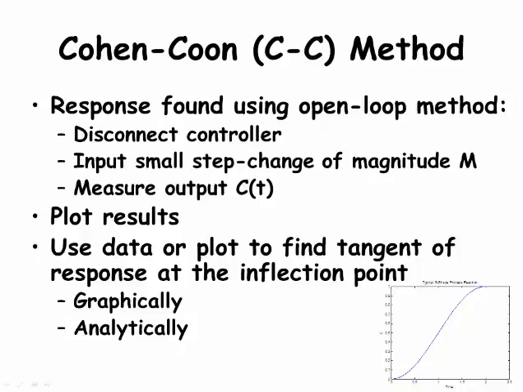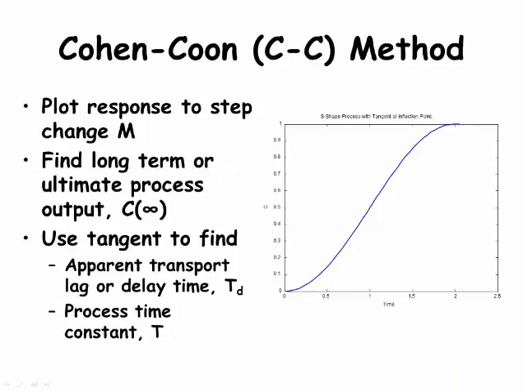The analysis can be done either graphically, the way we will do things, or analytically. The first step is to plot the process response to a step change m with respect to time. Then we draw a tangent to the inflection point. Then we begin to find some of the data we need. First, we need to find the long-term process output value, which we will label as C infinity. Then we find the apparent transport lag.